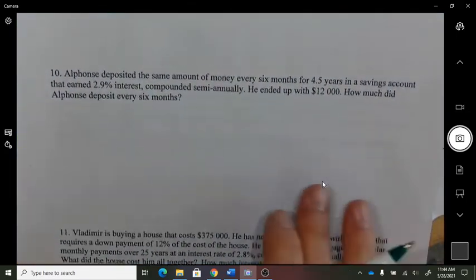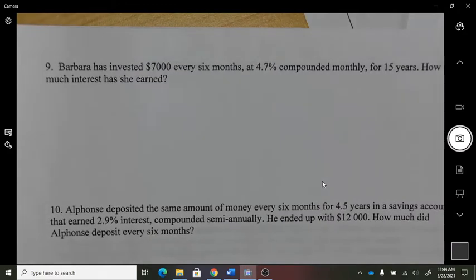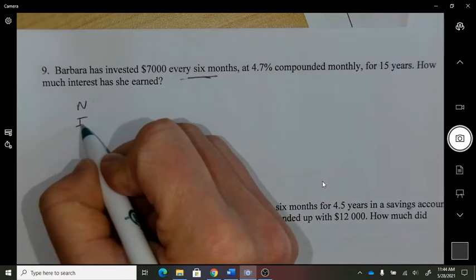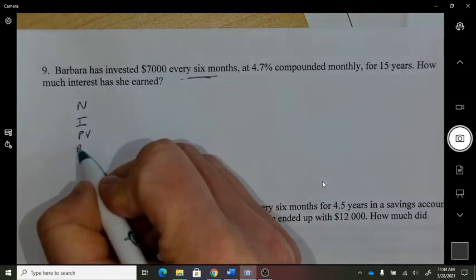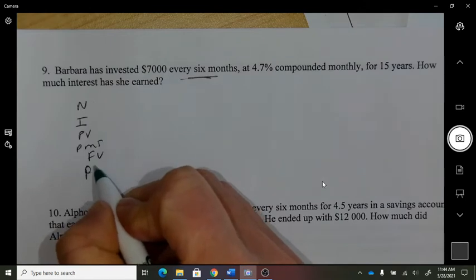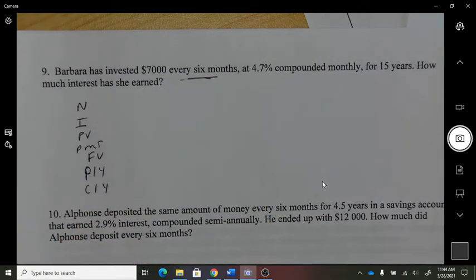Okay, starting to make regular deposits with the financing. Investing $7,000 every 6 months. So as soon as I see that, I'm into my calculator app. Okay, so every 6 months she's putting in 7,000.